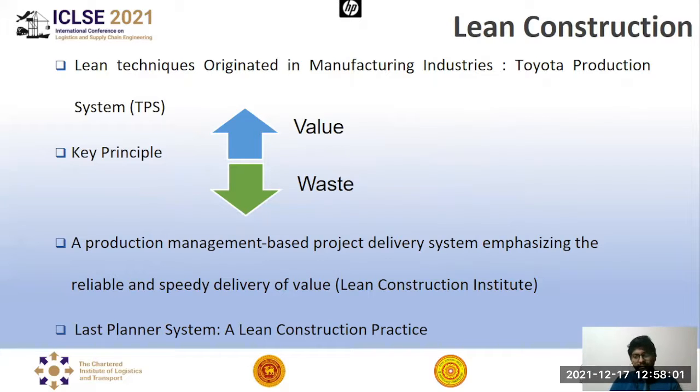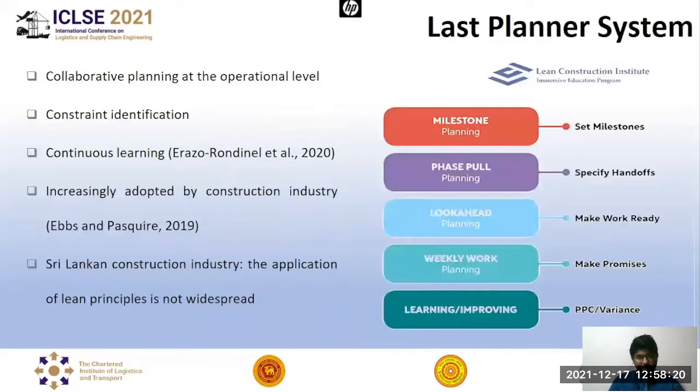There are many lean construction practices available, but since planning is a crucial factor for construction logistics, there is one lean construction practice which focuses on collaborative planning at the production level, which is the Last Planner System. So with that, we'll move on to the Last Planner System.